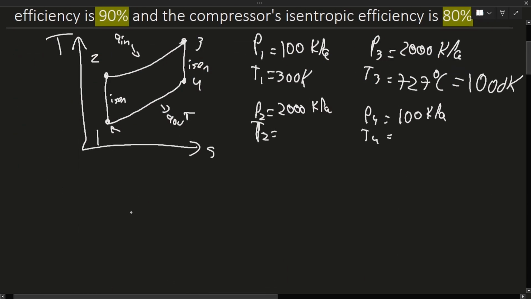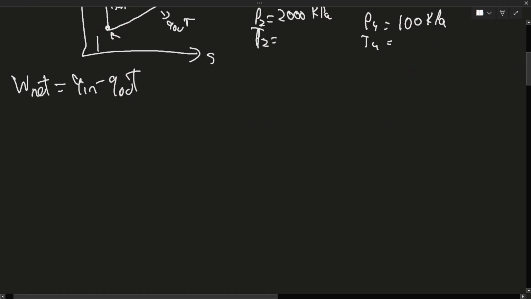Determine the net work. Net work equals Q in minus Q out. So we have to find out the temperature at point 2 and point 4, and the rest is easy. We just have to follow the formulas. So let's start. From point 1 to 2, it's isentropic. So you just follow this equation right here.